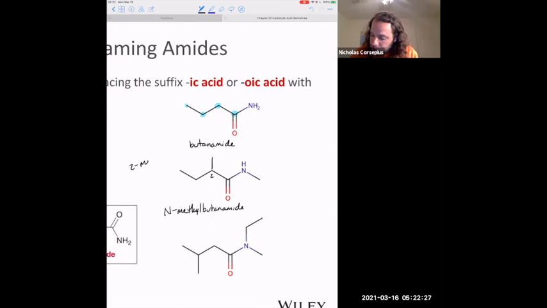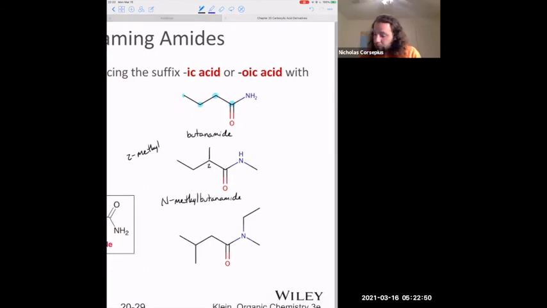Just like if I had a methyl group coming off of carbon 2 right here, this would have been 2-methyl. When it's coming off of the nitrogen, it's N-methyl. And you treat that N just like it were any other sort of number. By that, I mean you're going to put that methyl in alphabetical order with all the other prefixes.